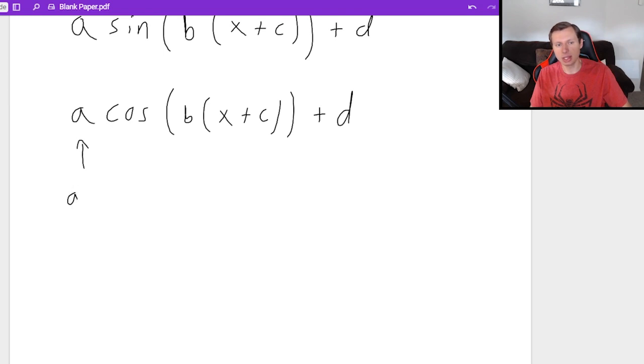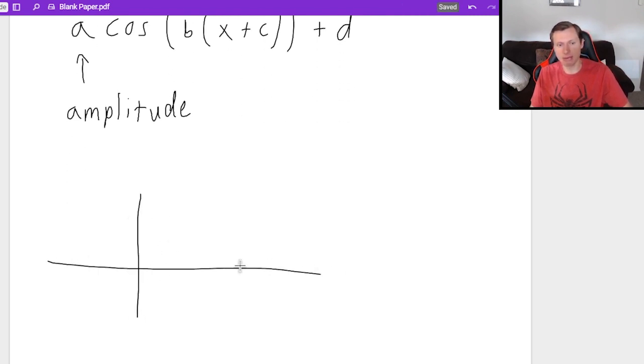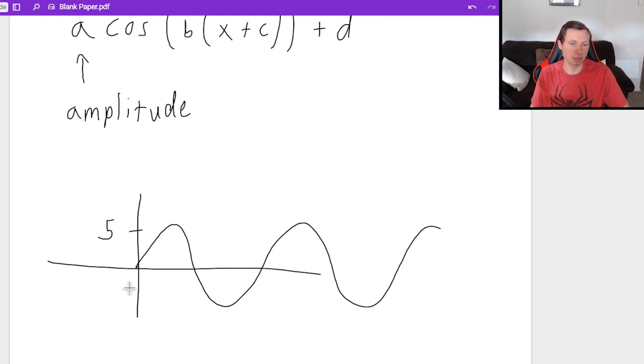A is going to be our amplitude. That's how high or low the graph goes from the middle point. So for instance, if I have a graph that looks something like this for a sine or cosine, and the peak point here is 5, well then the amplitude is 5. Even though it goes down to -5 and it covers a span of 10 up and down, in other words, if you count the tick marks from -5 to +5, that's 10 tick marks, we would still say the amplitude is 5. And that's because of how we measure amplitude.